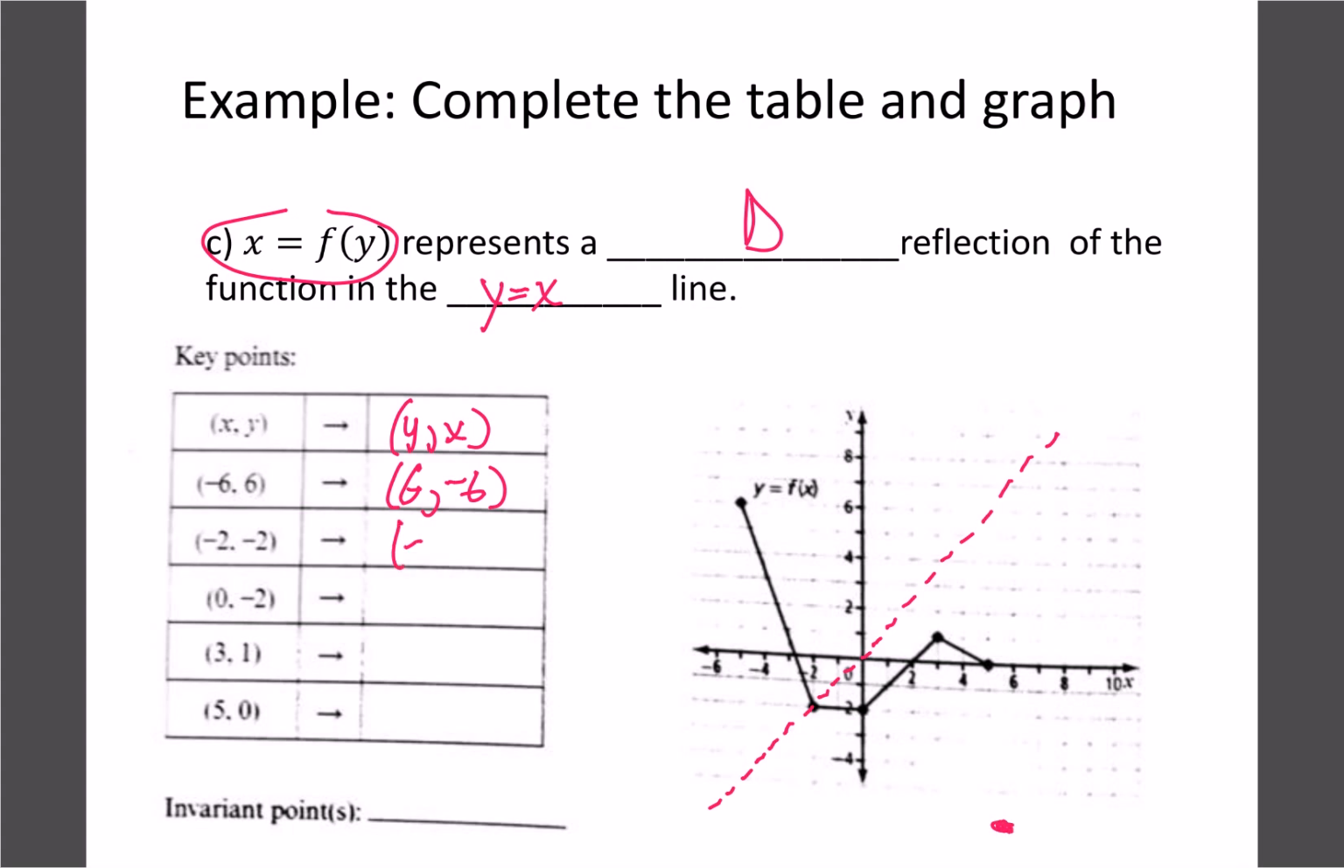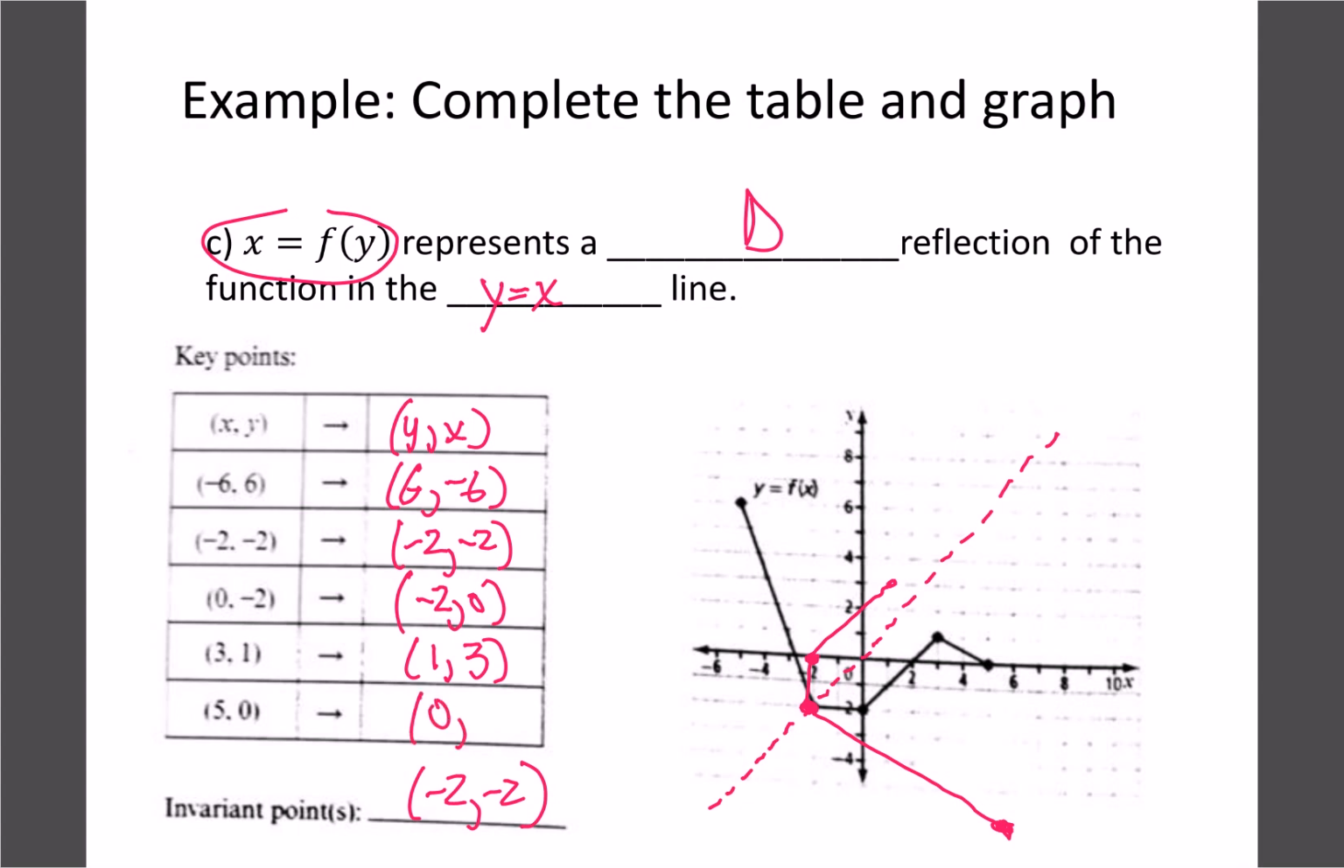The next one, negative 2, negative 2, both exactly the same. So that should be our invariant point in this case. Right, so any points that are along that diagonal line will be our new invariant points. Let's keep going. 0, negative 2 would be negative 2, 0. So it's up there. 3, 1 would be 1, 3.